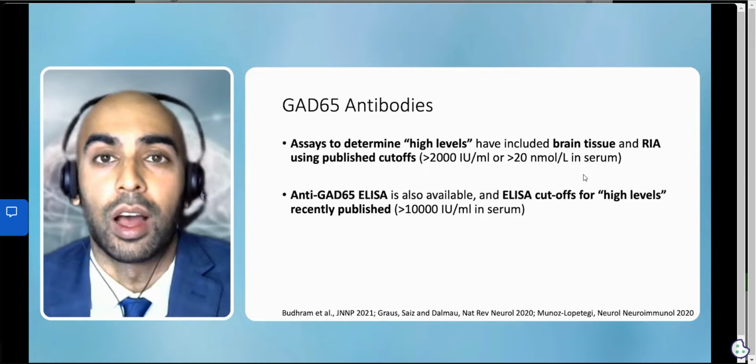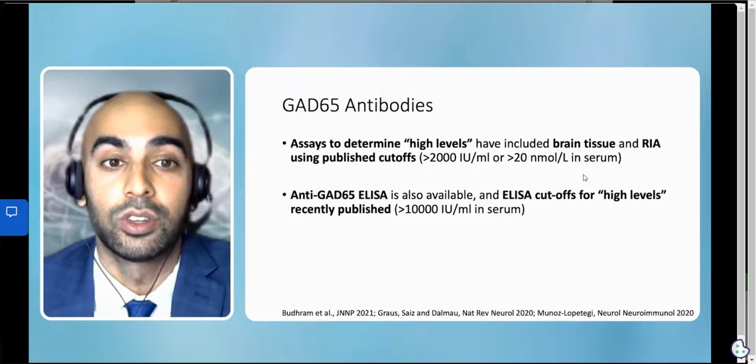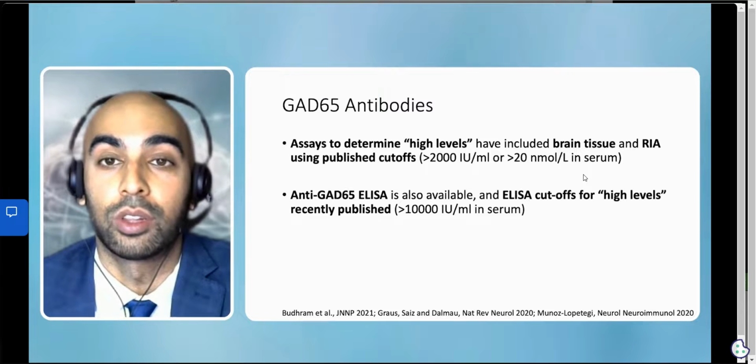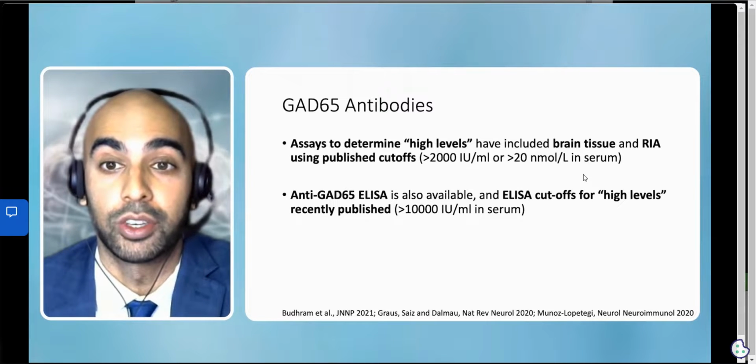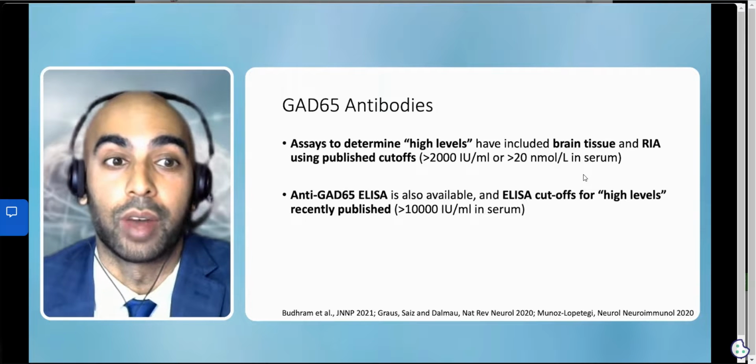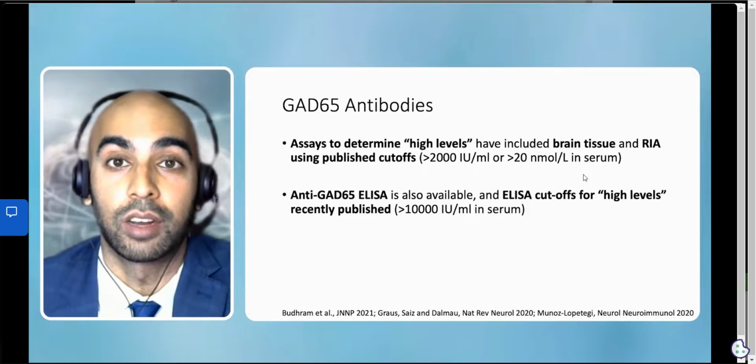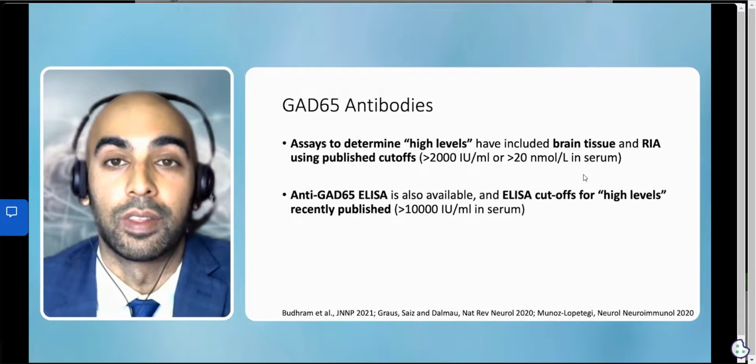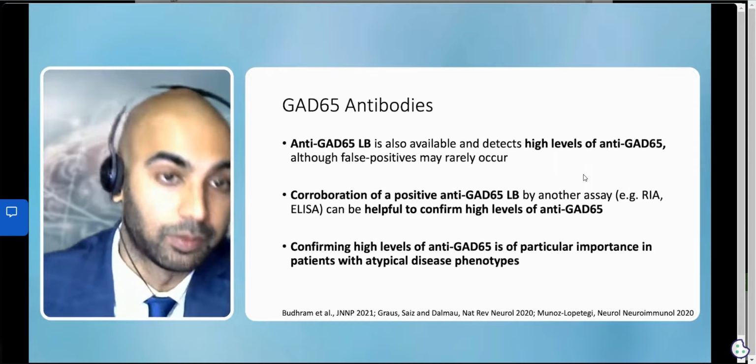So in terms of what high levels means, assays to determine high levels have historically included brain tissue, so staining on brain tissue, as well as radioimmunoassay using published cutoffs. Values above them have been considered to be high levels. Anti-GAD65 ELISA is also available, and recently ELISA cutoffs have also been published that can guide what is considered a high level of this antibody.